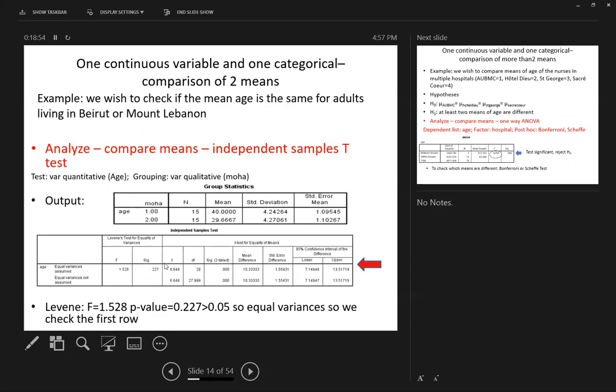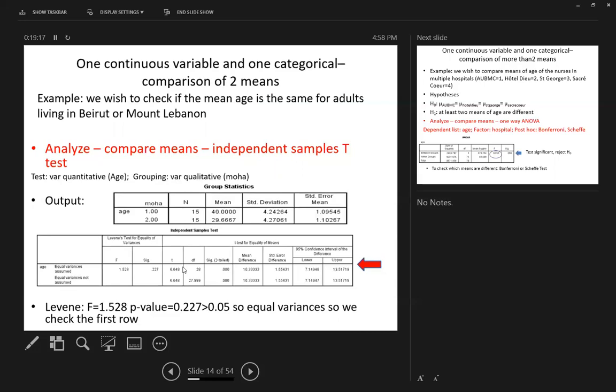If the test is not significant, it means the variances are equal. Therefore, I take that test and I check its significance. If this is significant, this means that I take the second line and make my conclusion. Here the Levene is 1.5, the p is 0.227. This means that the variances are assumed equal.